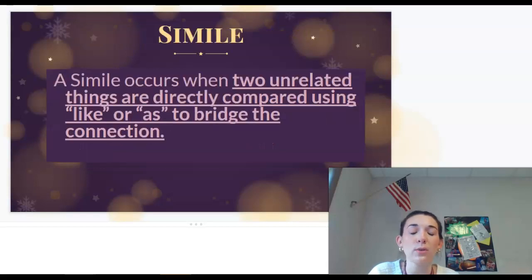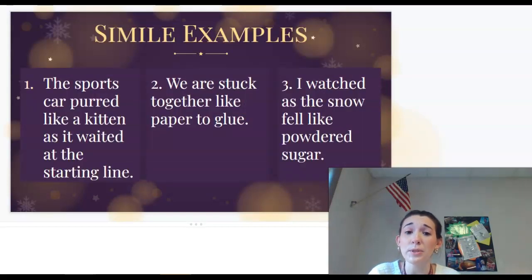So we're going to start off with our first form, which is similes. A simile occurs when two unrelated things are directly compared using like or as to bridge the connection. And in the Google Doc that you can use to do split screen, we're going to write down the definition, or you can write it in your own words, and we're going to write down an example. I have 3 examples to provide.